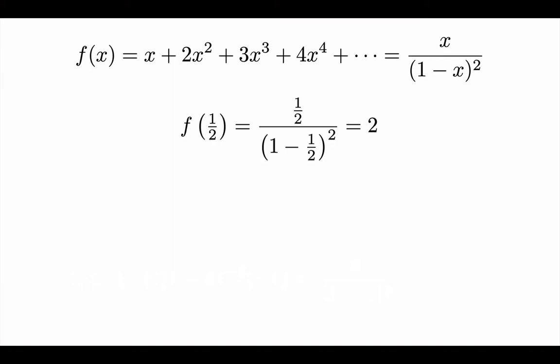We thought f of 1/2 was equal to 2. If you put 1/2 into this equation, you get 1/2 in the numerator. In the denominator, we take 1 minus 1/2, which is 1/2. If we square that, we get 1/4. 1/2 divided by 1/4 is indeed 2.